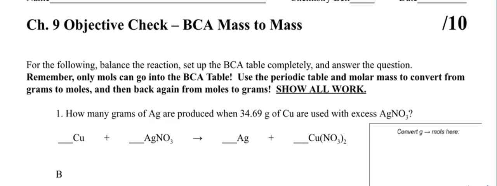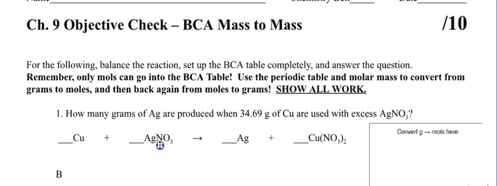Well, how do we go about doing this? Again, what is always our first step? The first step is always to, you got it, balance it. So let's go ahead and balance it. I would save copper and silver for last. Why? Because they're elements. So let's do nitrogens and oxygens first, all right?